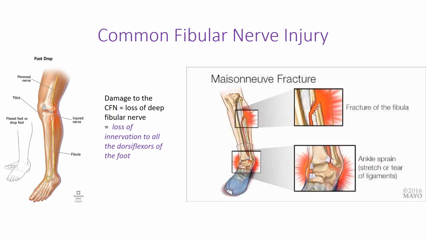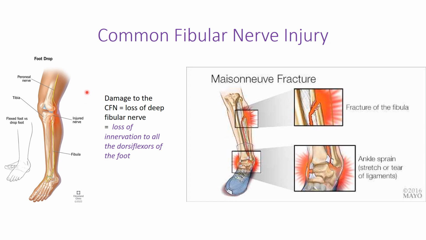Last thing we're going to talk about is the common fibular nerve injury. Now this is important. We said that the common fibular nerve is coming through with the sciatic nerve into the posterior aspect of the thigh, but then it wraps around the head of the fibula. And because it wraps around the head of the fibula, it's in really close association with that bone, and it makes it really prone to injury.